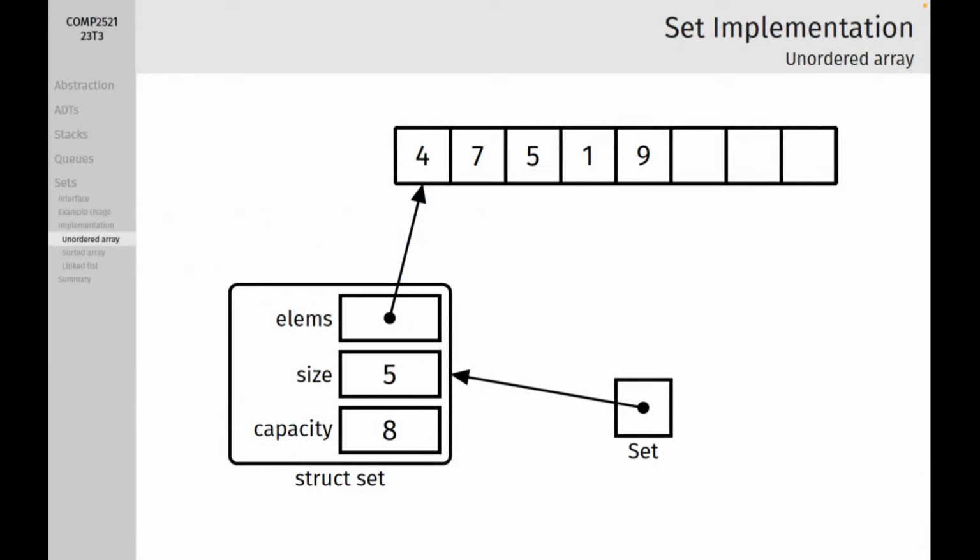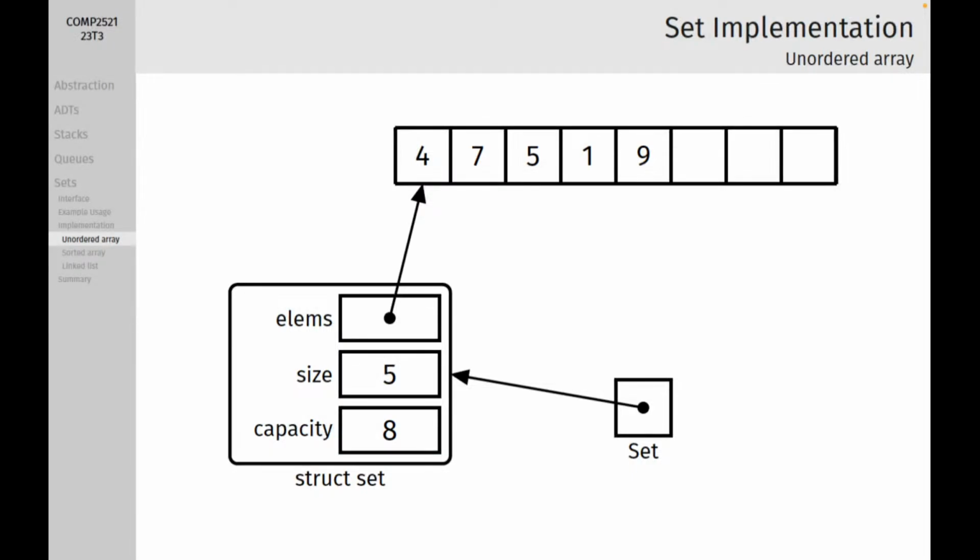So the first way is an unordered array. Okay, so in this implementation, we store all the items into an array, and the items aren't in any particular order. Right, so we have elms here, which is a pointer to an array. We have a size field, which keeps track of how many actual items there are. And then we have a capacity, which keeps track of how many items we can actually store in total. Right? How many items we're allowed to store.